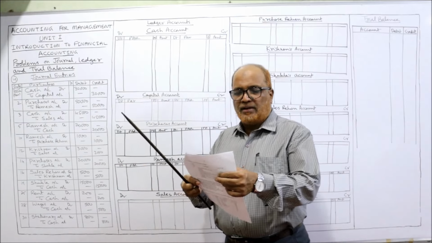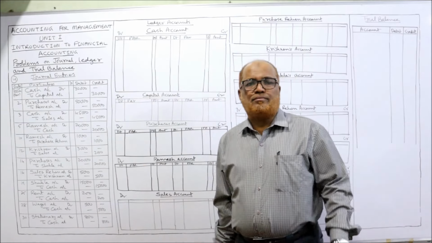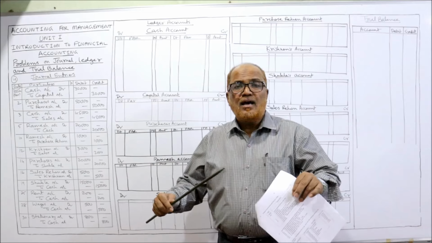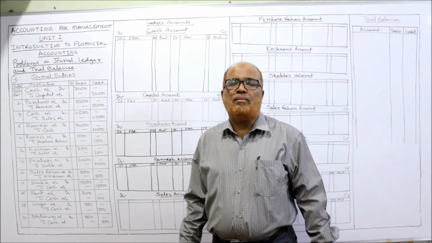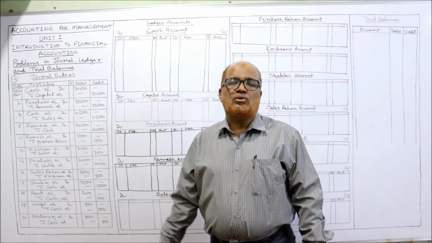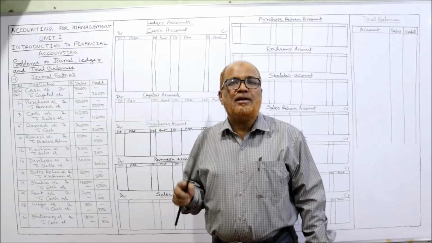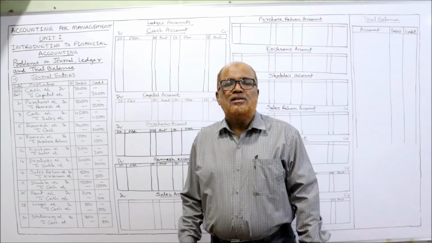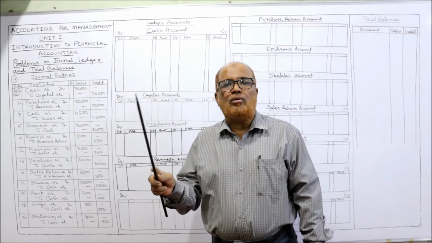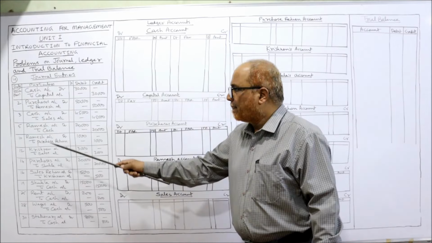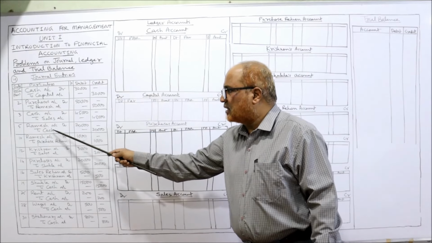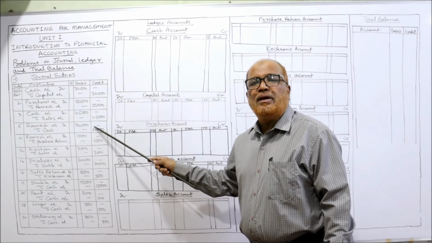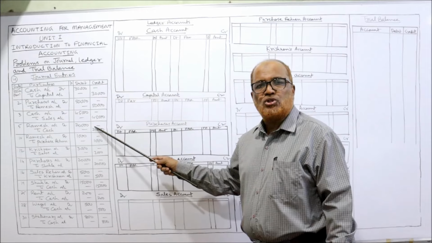Next, fifth date. Paid Ramesh. The business has paid the amount to Ramesh. Cash is going out. So cash should be credited. Who is the receiver? Ramesh is the receiver. So entry will be Ramesh account debtor to cash account. So Ramesh account debtor 20,000 to cash account 20,000. Being cash paid to Ramesh.